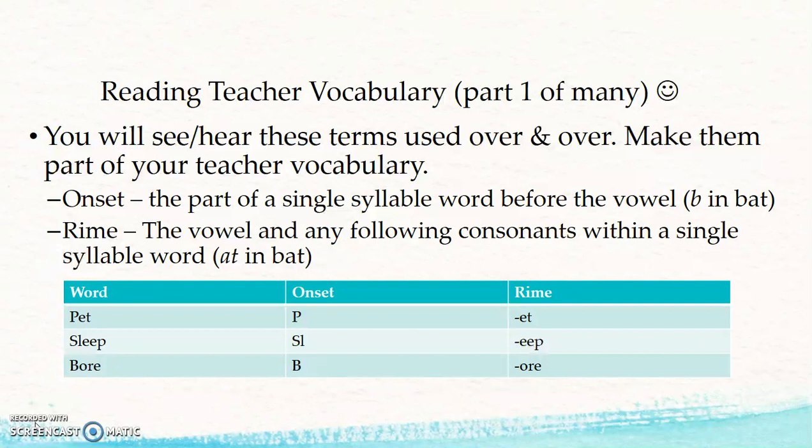So I've put some more examples here. For example, in the word pet, the onset is the letter P and the rime is the E-T. In sleep, the letters S and L, those are the letters that are before the vowel, that's the onset, and then EEP is the rime. And then bore, again, B is the onset, and the ORE is the rime. So again, remember, we're only talking about single syllable words when we talk about onset and rime, and this is something that we will come back to later on when we talk about word families.